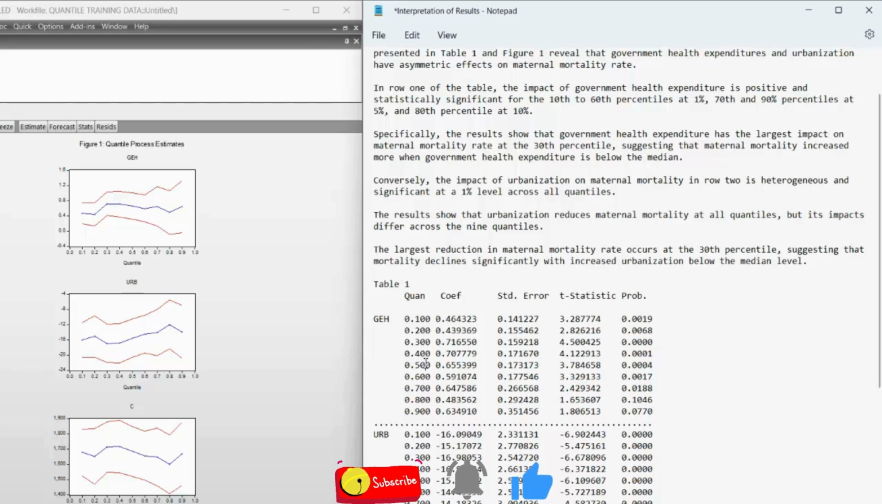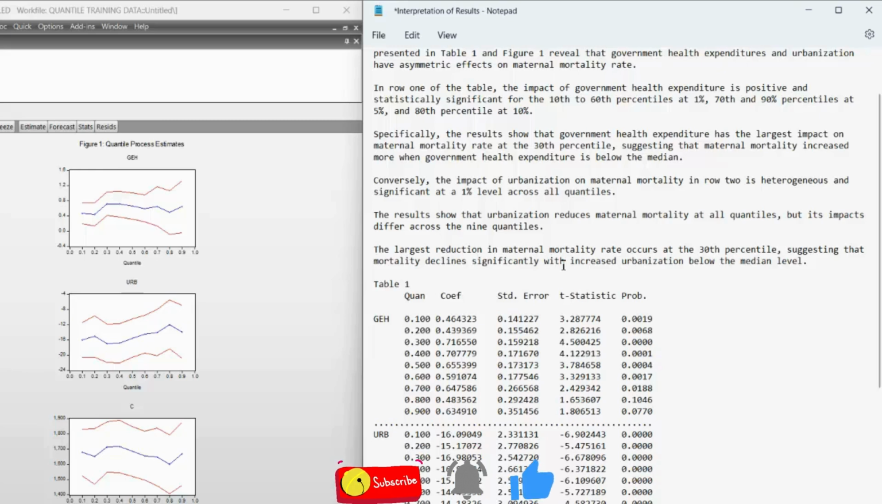Assuming one or two of the quantiles had a negative impact on maternal mortality rates, then we would need to emphasize that. But all the results are positive. So we need to let policymakers be aware that maternal mortality rates will increase more when government expenditure is less than the median value. Once you have done that, then you are true.